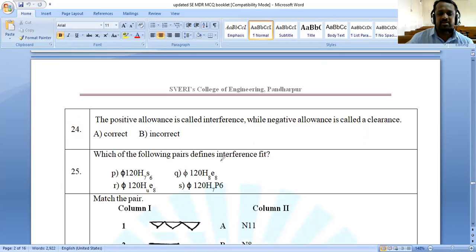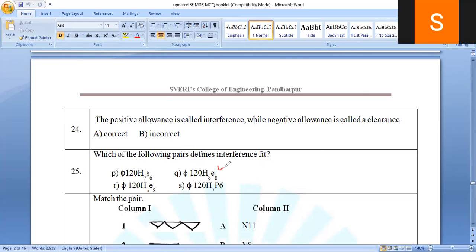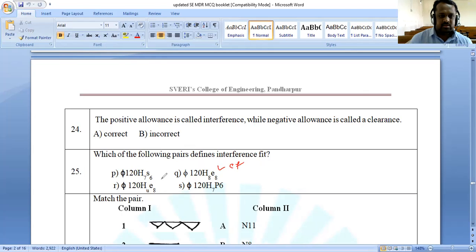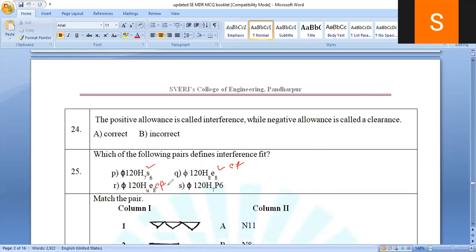Then interference bit. What is the interference bit here? Second. No, it is clearance. First and fourth, it is clearance.